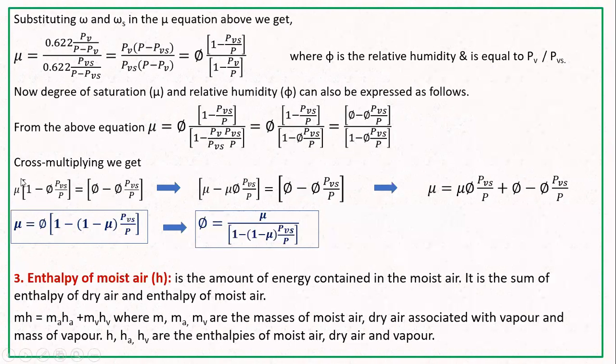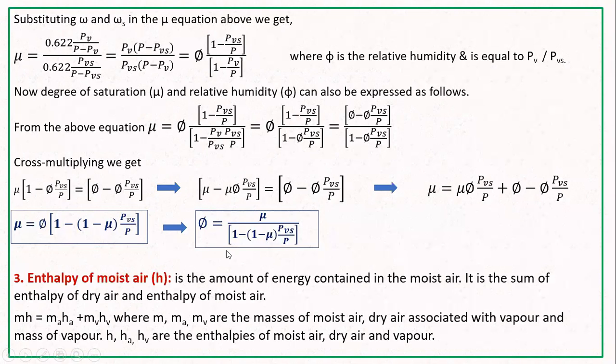So omega into 1 minus phi into Pvs by P will be equal to phi minus phi into Pvs by P. So take this mu inside. So mu minus mu phi into Pvs by P will be equal to phi minus phi into Pvs by P. Now simplify, you will get mu will be equal to phi into 1 minus (1 minus mu) into Pvs by P. Or phi will be equal to mu divided by 1 minus mu into Pvs by P.